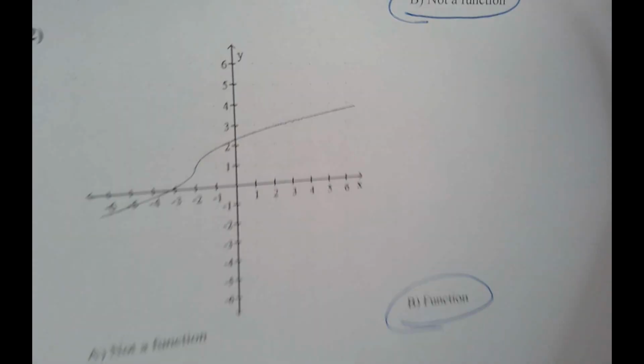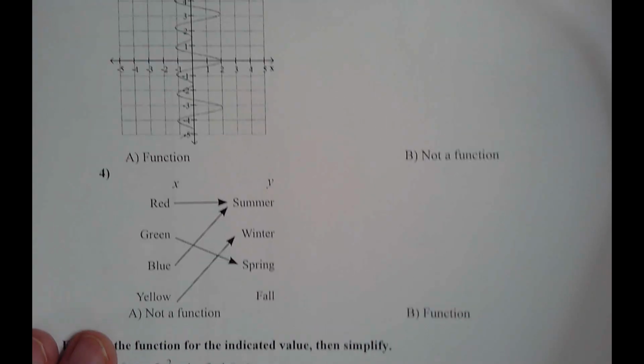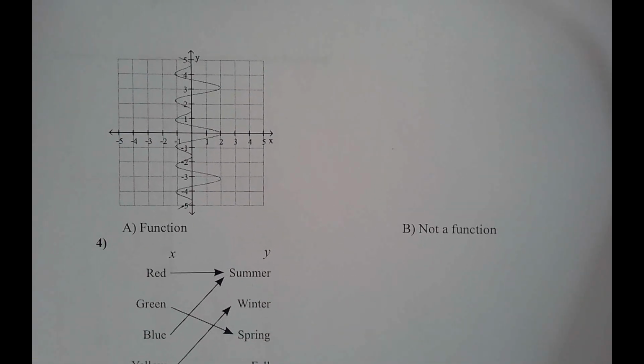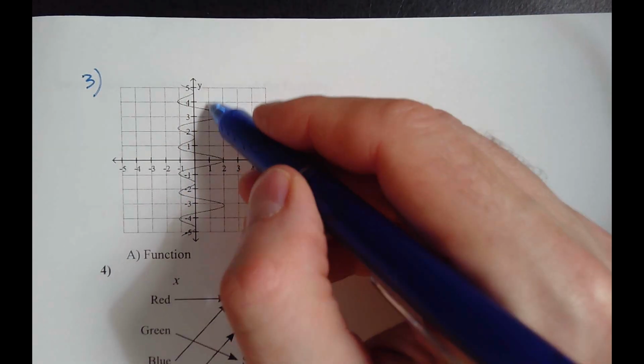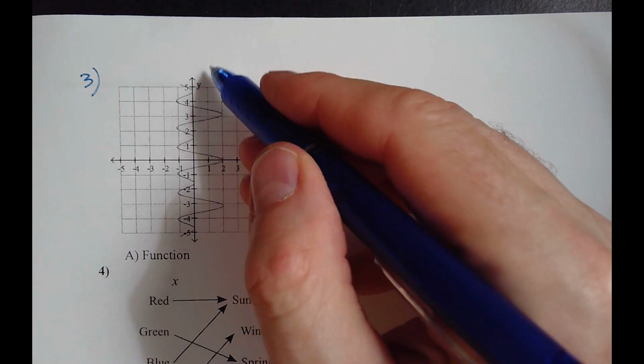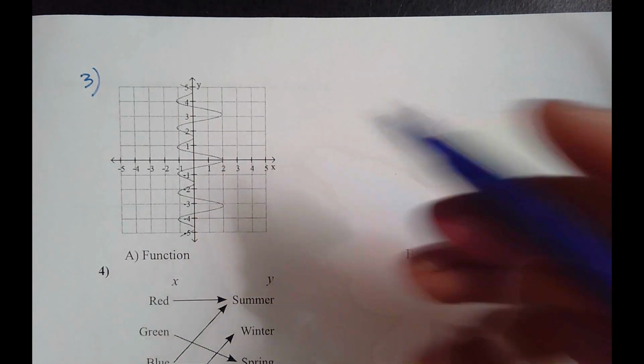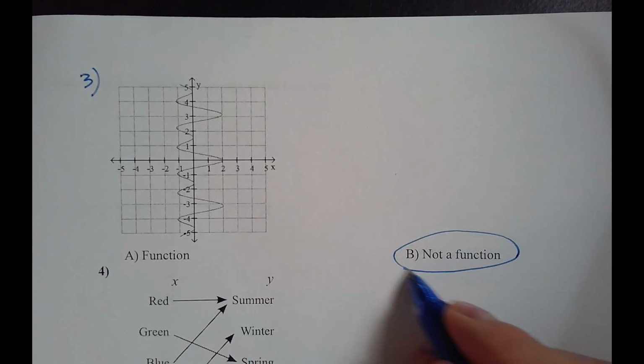Let's turn the page. All right, try number 3. Looks like that got chopped off. 3 should be up there. Pause the video. Ask yourself, is that a function or not? So coming back, if I take a vertical line right here, I'm going to pass through multiple points on the graph. So this is not a function.